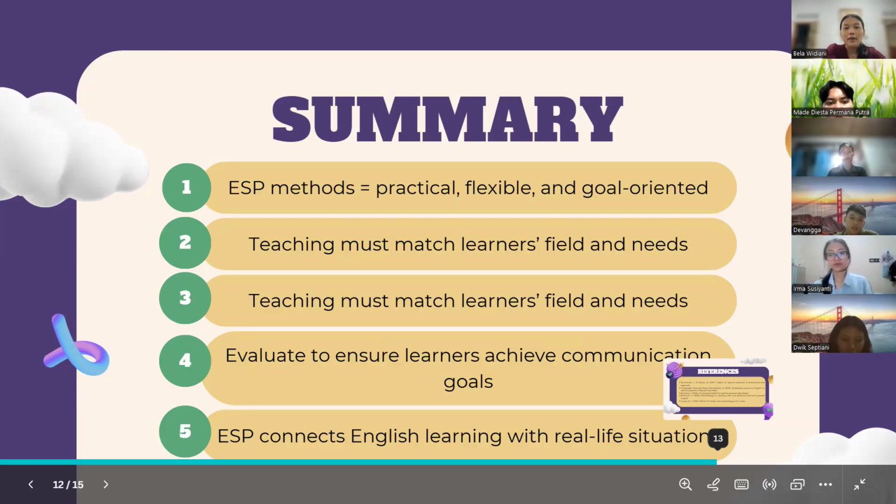And teaching must match the learner's field and learner needs. Just like explained before by my friends, ESP does not only use one fixed method. Teachers or ESP designers can use several methods depending on the learner's goal and context. So there are several methods that can be used in ESP: communicative language teaching, task-based learning, project-based learning, content-based instruction, and blended learning.